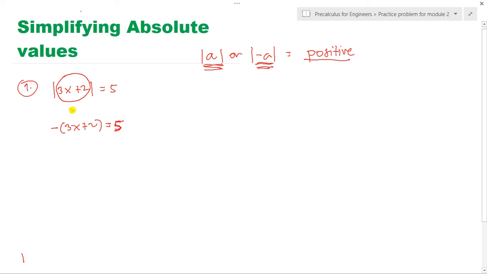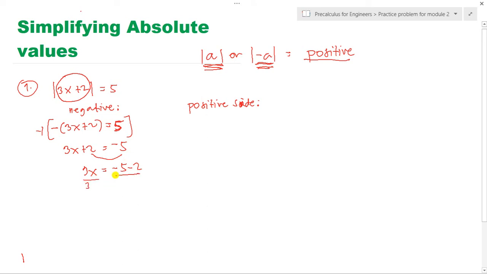So we have here the negative side. So dalawa yung equation natin dito, ha, sa pag-simplify ng mga absolute value expressions. And we also have the positive side. The positive na side. So here we can multiply negative on both sides. So we now have 3x plus 2 is equals to negative 5. And then solve for x. So transpose mo ito sa kabila. So we now have 3x is equals to negative 5 minus 2 divided by 3.